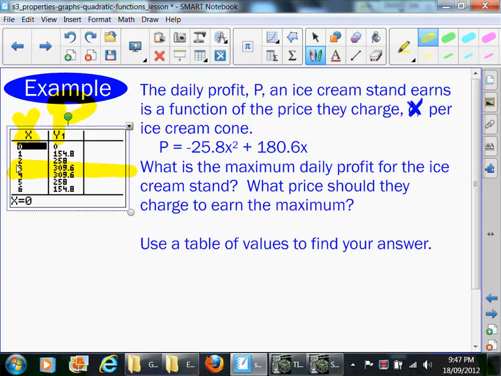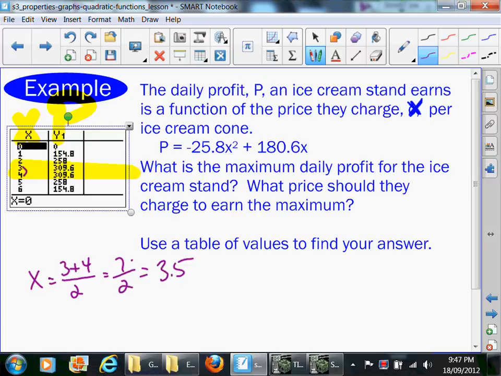So what I know is the x value that maximizes the function is going to be between 3 and 4, halfway between 3 and 4. So x is going to be 3 plus 4, halfway between, so I'm going to divide by 2. So 7 divided by 2. So x is going to be 3.5. Now x represents the price they charge. So that's going to be $3.50 for an ice cream.